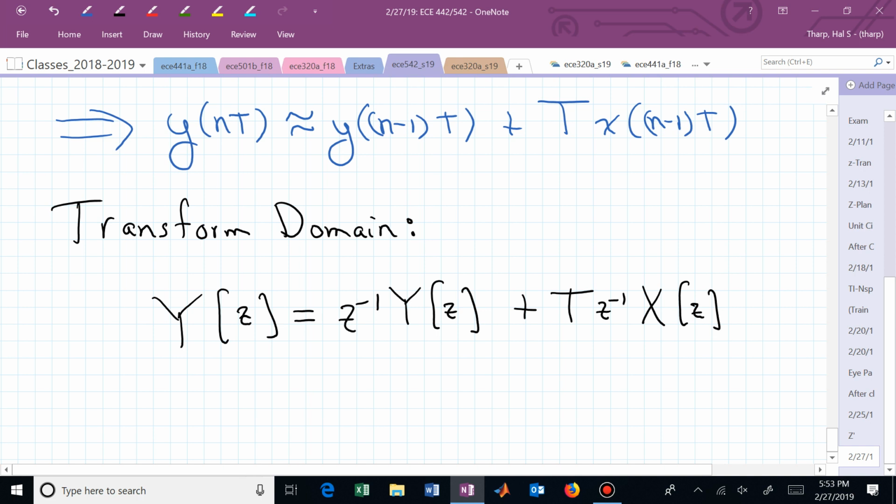Everybody comfortable with that? Moving from the time domain to the frequency domain. I need to get out from underneath the speaker because I'm getting feedback.